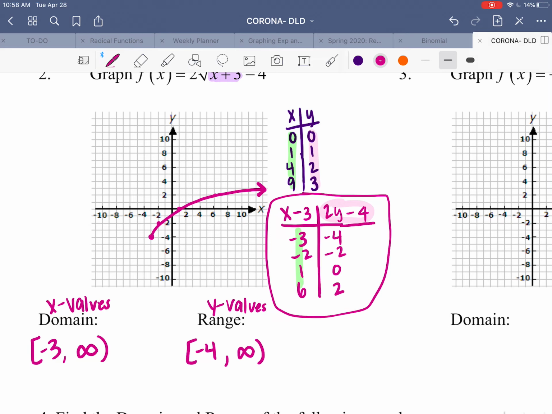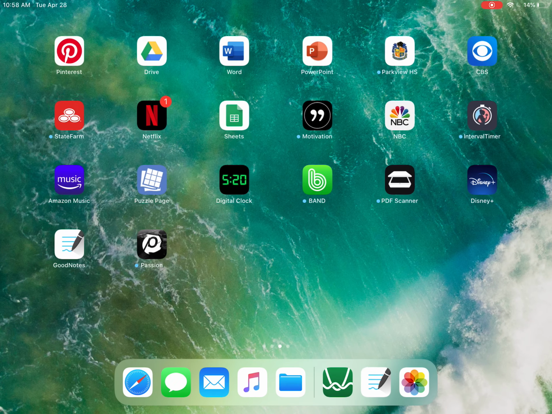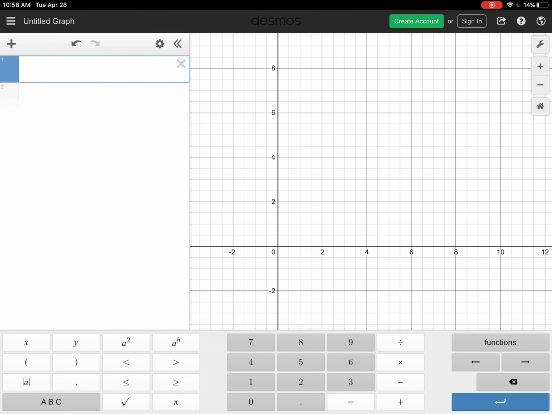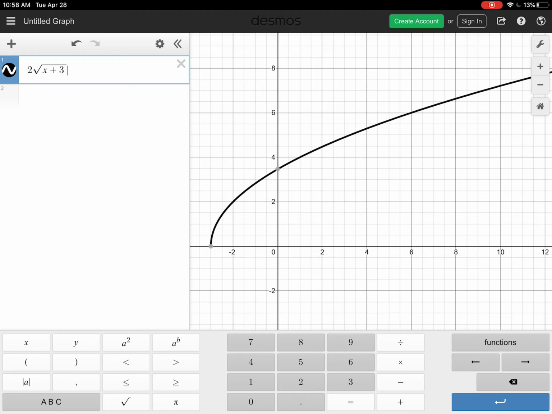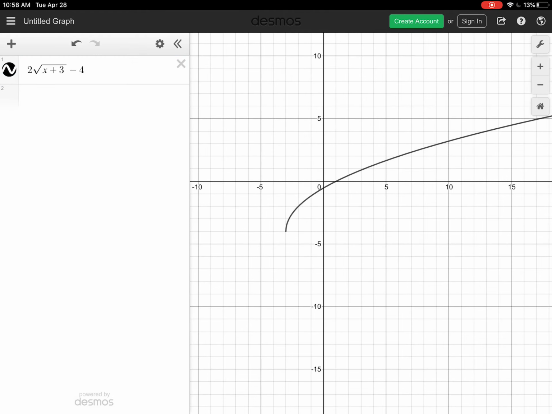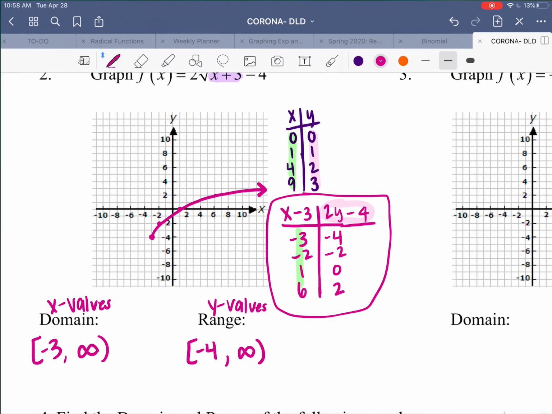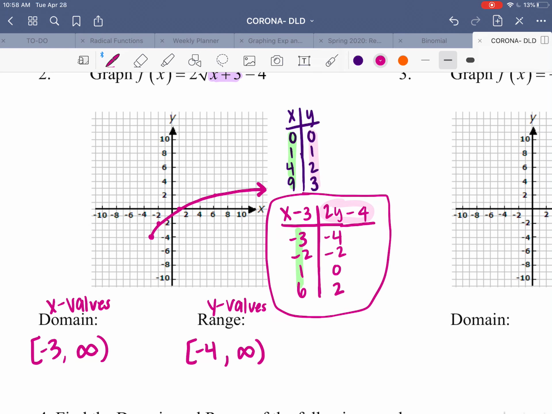Okay, so I know I mentioned earlier putting this into Desmos, so I have my Desmos app open. So I'm going to switch over to that. Where did it go? There we go. So if you type this into Desmos, 2 square root of x plus 3, and then you can arrow over -4. You have the same exact graph that we just graphed on our own. Okay, so either way, you can use that to look at the domain and range.